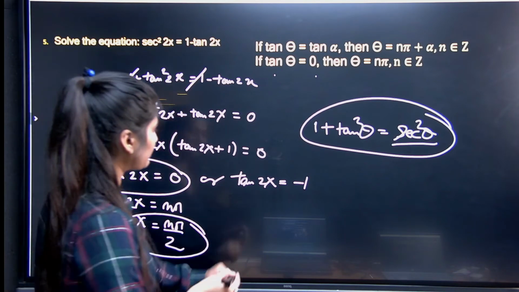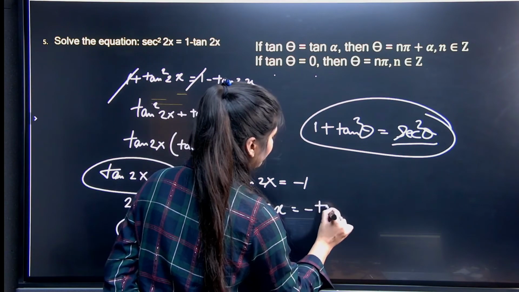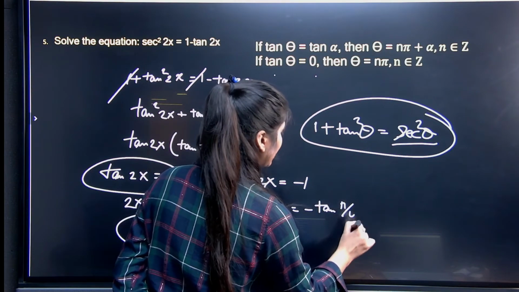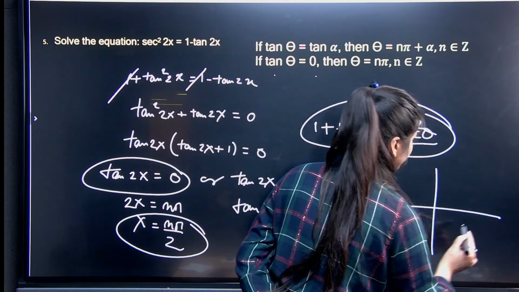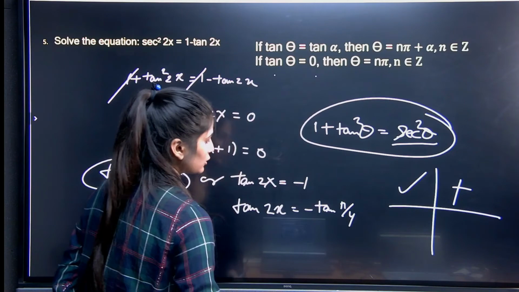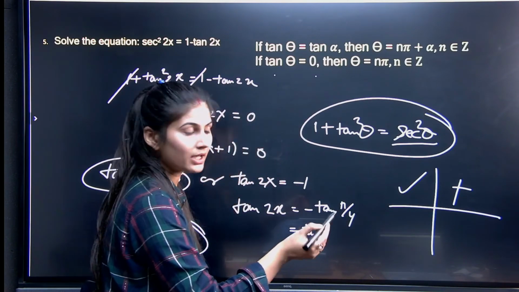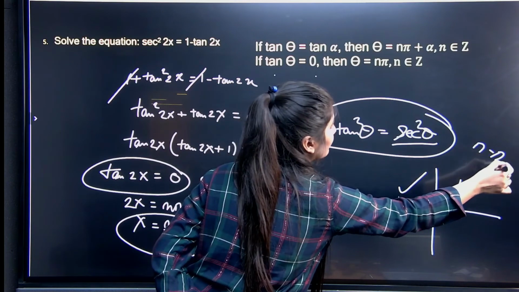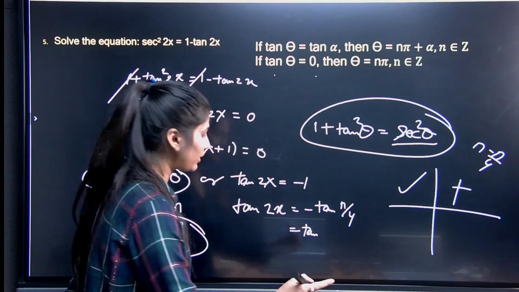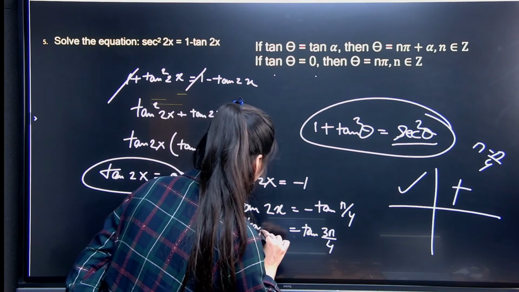Similarly, for this part, we can write tan 2x is equal to minus tan 45. Now see, according to the quadrant rule, in this quadrant tan is negative. So we can write tan of pi minus pi by 4. Pi minus pi by 4 is nothing but 3 pi by 4. So it is tan 3 pi by 4.